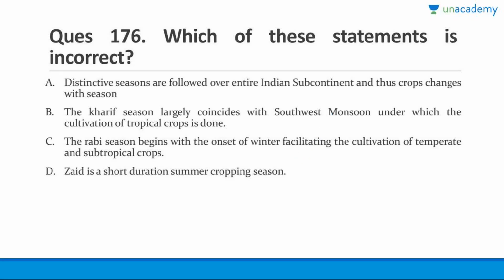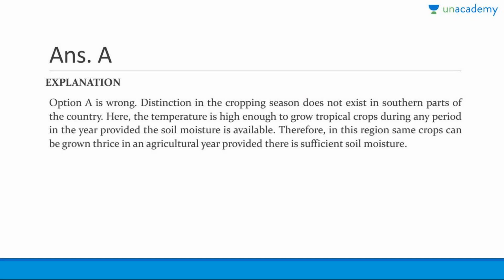Question 176. Which of the following statements is incorrect? Distinctive seasons are followed over the entire Indian subcontinent, and thus crops change with season. This is wrong. They do not exist in South India. It is almost an equatorial region. So answer A is 100% wrong. They do not exist in South India. Here the temperature is high enough to grow tropical crops during any period of the year if soil moisture is available. Hence the same crops can be grown thrice a year if sufficient soil moisture is there.